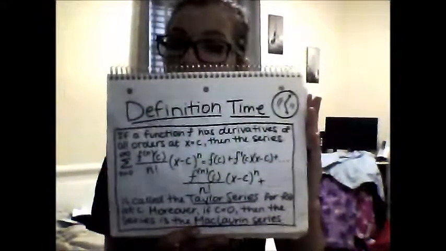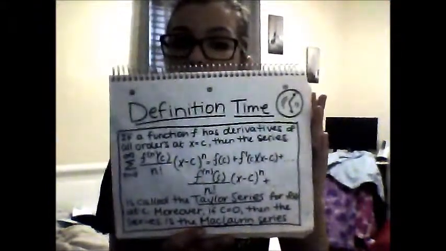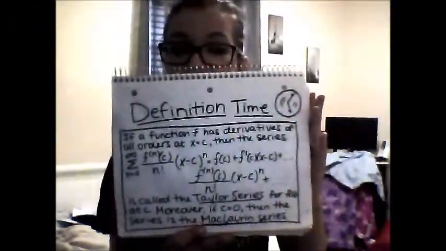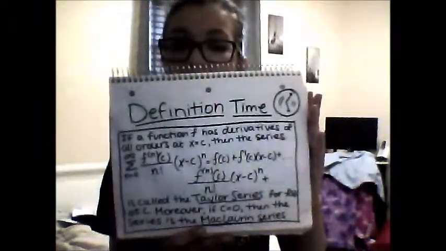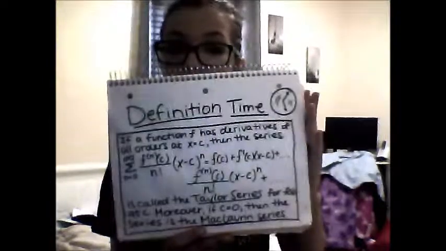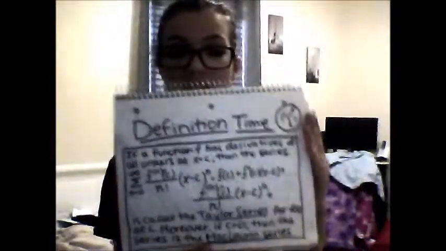When you see a series in this format, you should recognize it as a Taylor series for f of x at c. If c is equal to 0, however, then the series is actually considered a MacLaurin series.